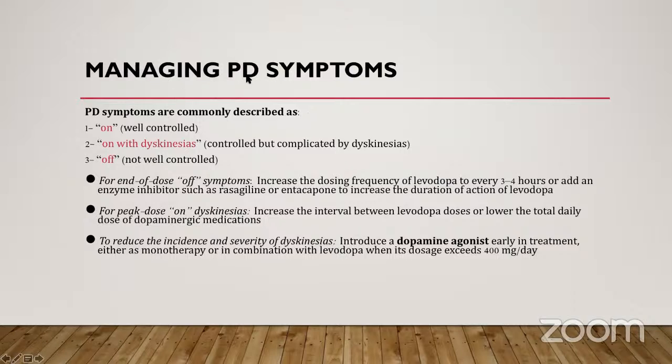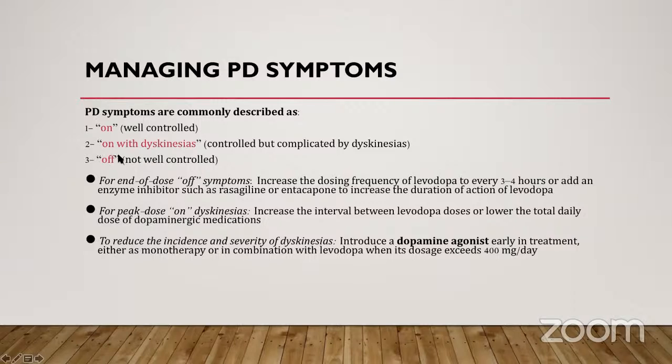Okay, how do we usually manage the PD symptoms? The symptoms are commonly described as follows: we call them on, on with dyskinesia, or off. On means this patient is well controlled with the medication, and no symptoms appear, no dyskinesia, no bradykinesia or anything. On with dyskinesia usually means the patient is controlled, but has some complications, which is dyskinesia.